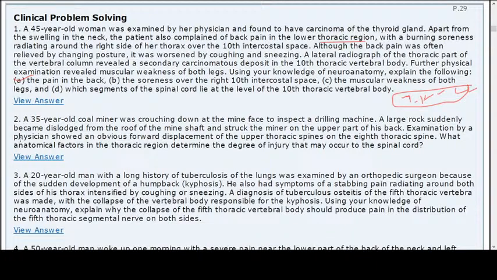A 35-year-old coal miner was crouching down at the mine's face to inspect the drilling machine. A large rock suddenly became dislodged from the roof of the mine shaft and struck the miner on the upper part of his back. Examination by a physician showed an obvious forward displacement of the upper thoracic spine on the 8th thoracic spine. What anatomical factors in the thoracic region determine the degree of injury that may occur? No idea. It's very difficult for me.